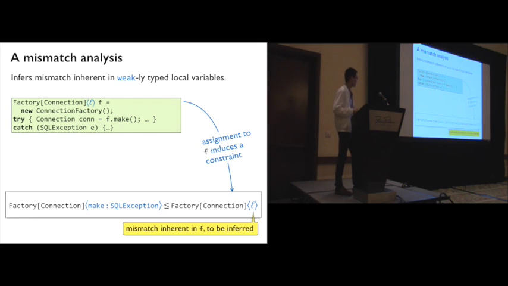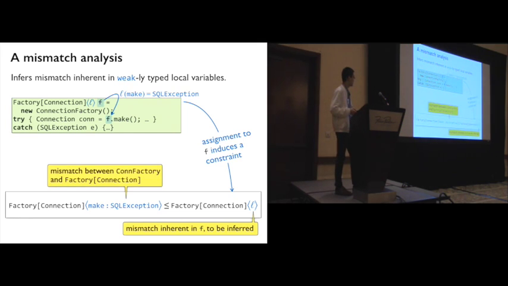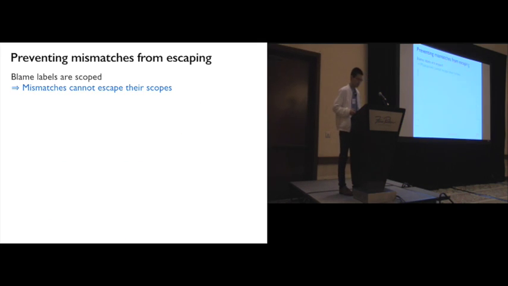It connects blame labels to exception mismatches, that is, sets of extra exceptions that methods can throw. And this analysis allows us to track the exception mismatches inherent in weakly typed local variables. Since blame labels are statically scoped, it is important to make sure that their corresponding exception mismatches do not escape their scopes. Otherwise, the exceptions would not be guaranteed to be handled.